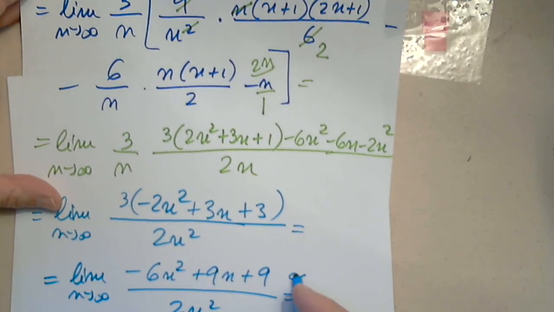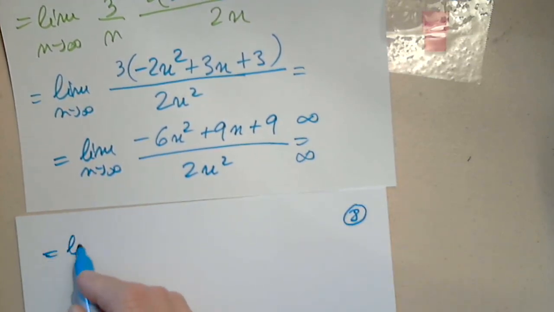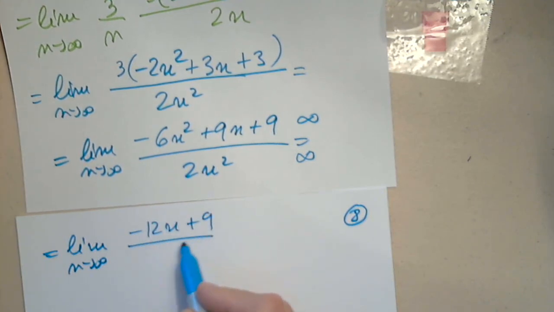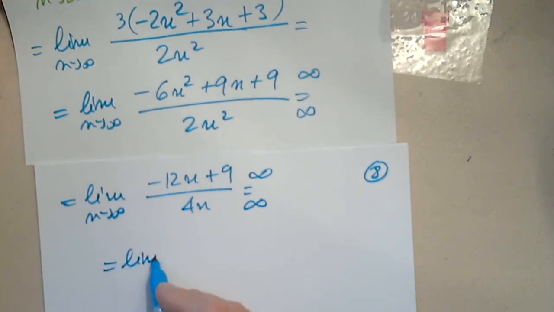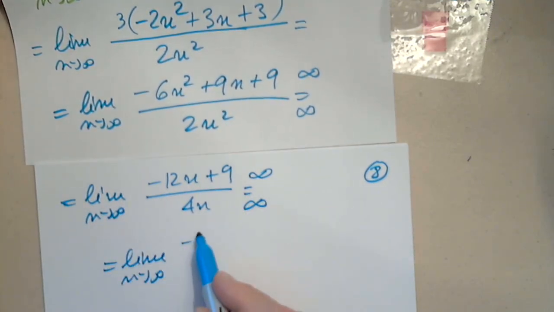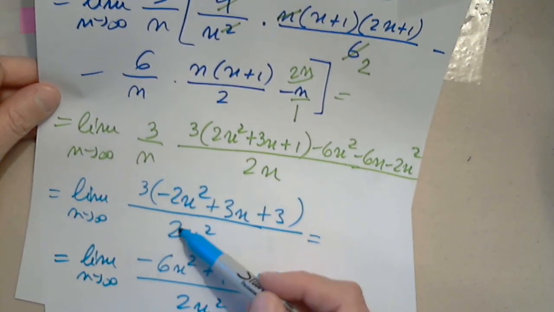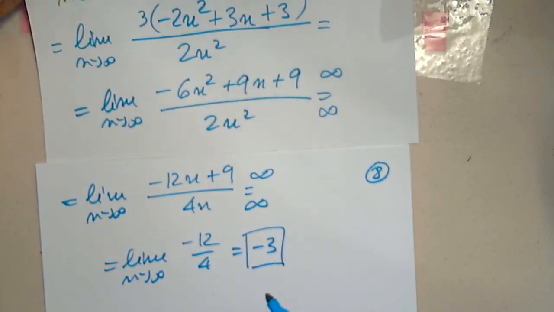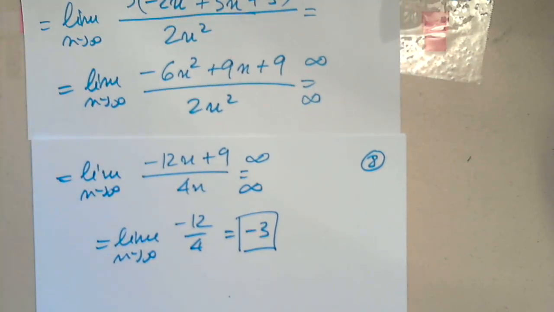I see it's infinity over infinity, L'Hopital's rule. Although, as I said, we know the answer. So negative 12n plus 9 over 4n. Again, L'Hopital's rule. Limit as n approaches infinity: negative 12 over 4, which is negative 3, which we knew from here. Negative 6 divided by 2 is negative 3. So it happened that in this particular situation, the area is negative. Any questions?